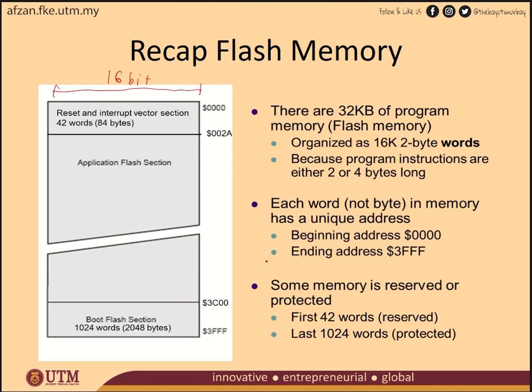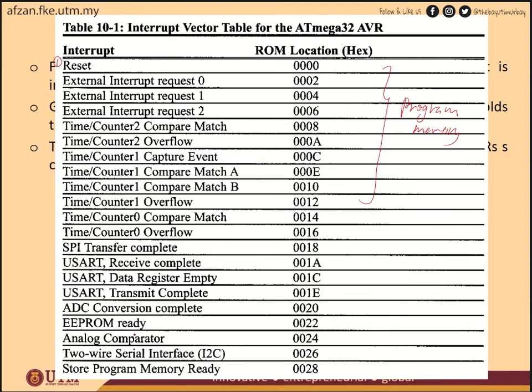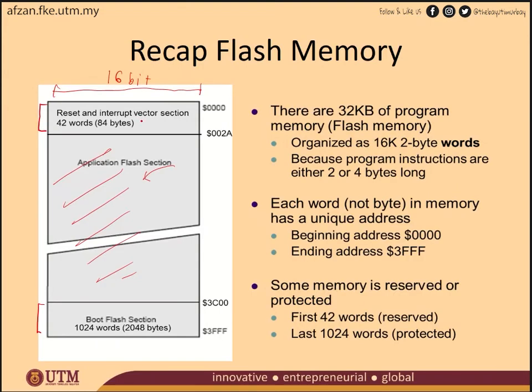So some memory is reserved or protected. Where is the memory that is reserved and protected? This section here and this section. Anything that you write in your program will be stored starting from address 002A until 3C00. So this is where your program will be stored inside this flash memory. Starting from address 000 to 002A is reserved for the reset and interrupt vector section, and another 2 kilobytes here is used for the boot flash section. So this is a recap of our flash memory or program memory inside the Atmega32.